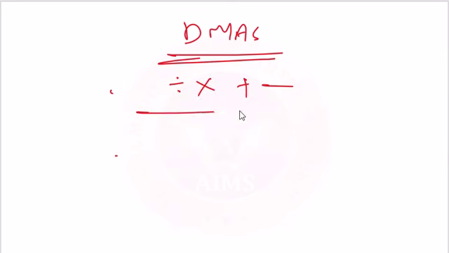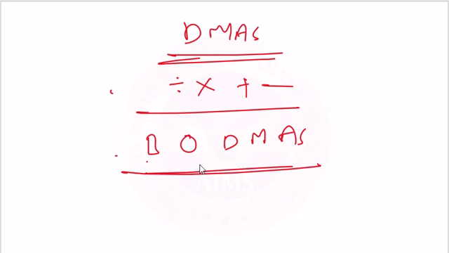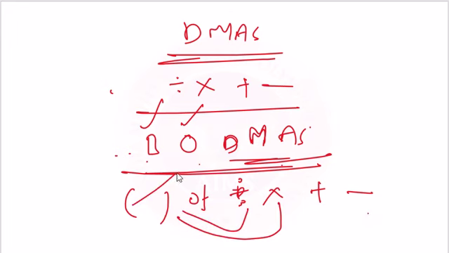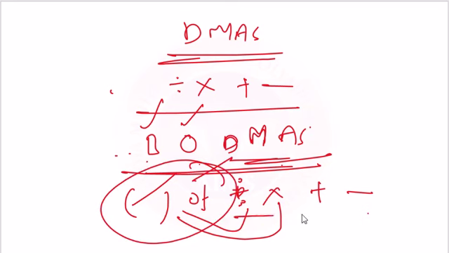Previously we talked about the DMAS rule, for division, multiplication, addition, subtraction. For this DMAS rule, they have added two more operations, brackets and 'of'. It is called the BODMAS rule. Mathematicians framed a new rule for simplifying mathematical expressions by adding brackets and 'of' to the DMAS rule. According to this, B stands for brackets, O stands for of, D stands for division, M stands for multiplication, A stands for addition, S stands for subtraction. Before multiplication and division, the bracket operation and 'of' operation are to be performed. Then we apply the DMAS rule.